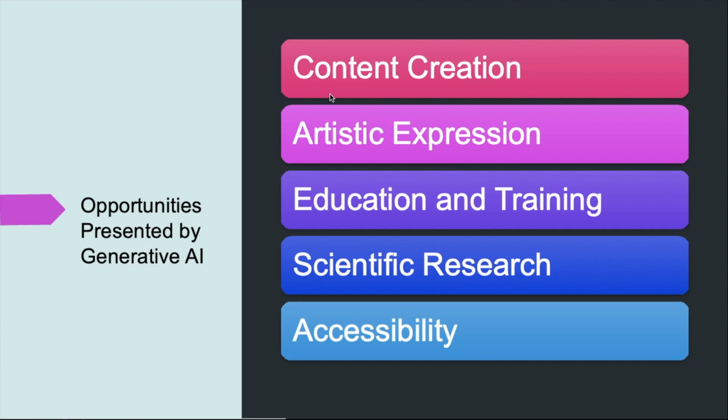First opportunity is content creation. AI tools like ChatGPT and CopyAI can assist in creating a wide range of content, including articles, stories, scripts, product descriptions, and many more. By analyzing existing content and learning from it, these AI tools can generate new and original content, saving time and resources for content creators.